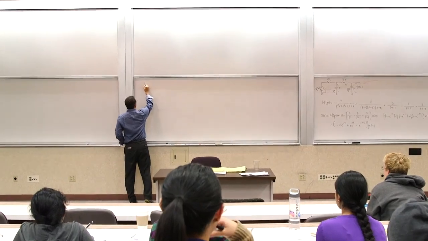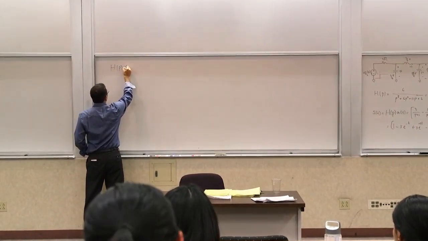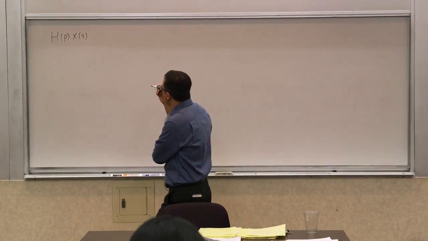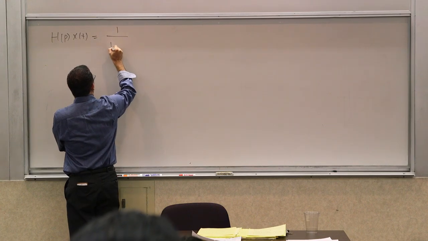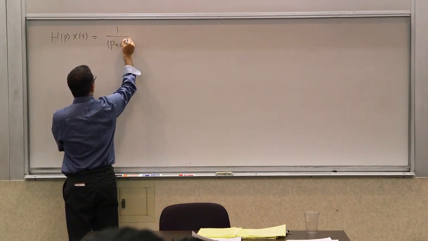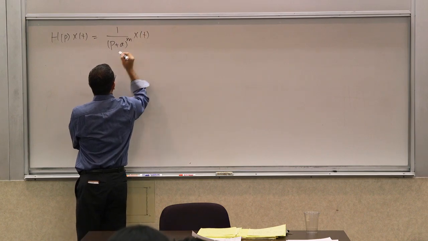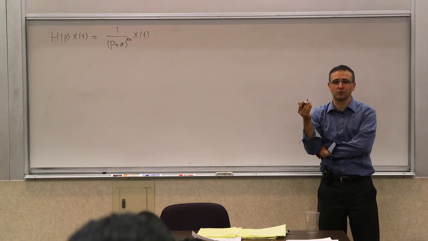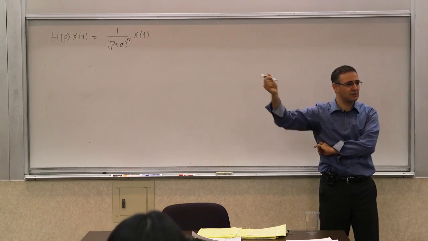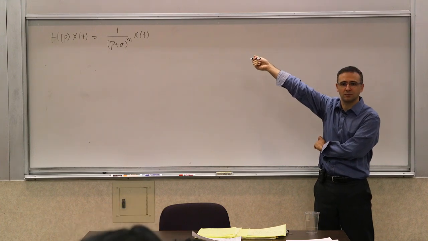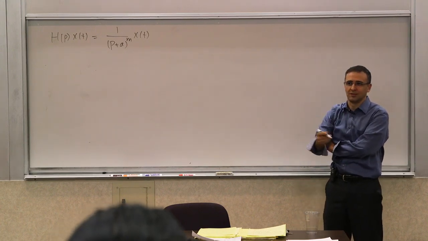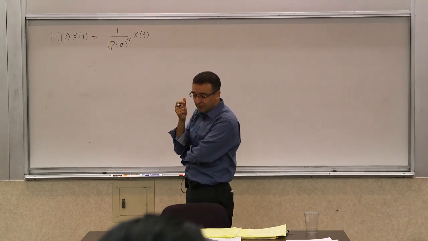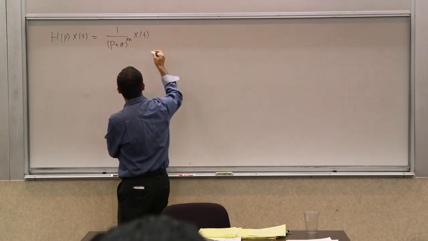If you have an h of p, the system operator operating on some function x of t, the question is, what if this h of p is of this form, p plus a to the m operating on x of t? What would this do? Because this is when you have multiple roots for the denominator, you will get this kind of form. So the question is, what does this do? We can use the definition to find out what this looks like.